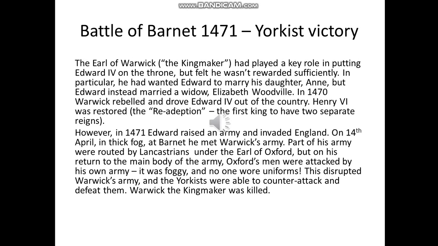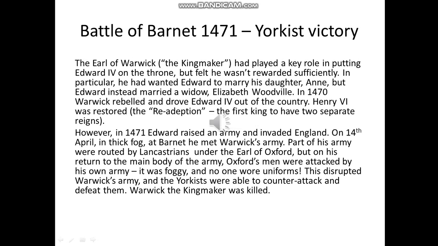The role of Warwick the Kingmaker, in putting Edward on the throne in the first place, had been a key role, but Warwick afterwards felt dissatisfied. He didn't think he'd been sufficiently rewarded. He wanted the king to marry his daughter, and instead Edward married this unknown widow, Elizabeth Woodville. So in 1470 Warwick rebelled against Edward, drove him out of the country, and recalled Henry VI to the throne. So Henry VI becomes the first English monarch to have 2 reigns, but it didn't last long.